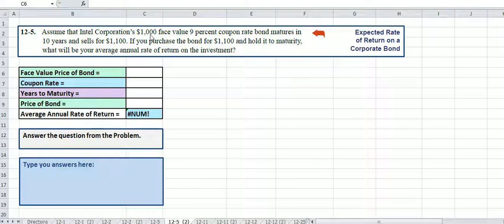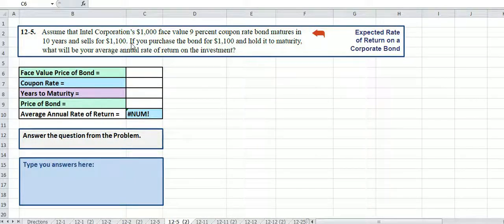So if we look at our numbers up here, we can see that the face value of the bond is $1,000 and the coupon rate is 9%, but the price of the bond, or the present value of the bond, is $1,100. So that should tell us right away that the average rate of annual return on the investment is going to be less than 9%, because it's going to pay 9% on $1,000 over 10 years, but you actually paid more than the face value of the bond, so you're not going to get 9% on 1,100. You're going to get something less than 9% on that.